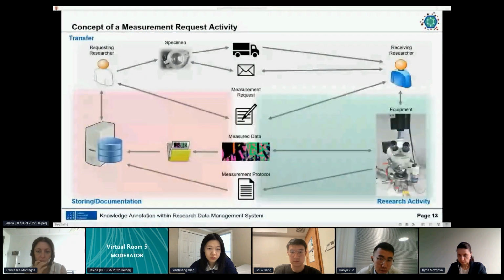During the development of the system, the requirements of the users were collected, and data and activity workflows were also analyzed. The former process of measurement request was based on PDF forms that were emailed by the researcher requesting to investigate a specimen to the researcher responsible for making the measurement.